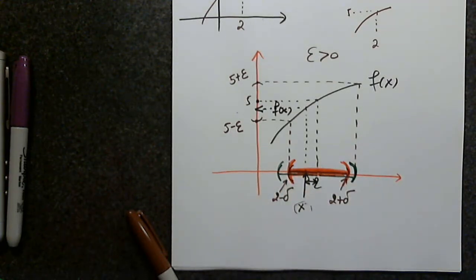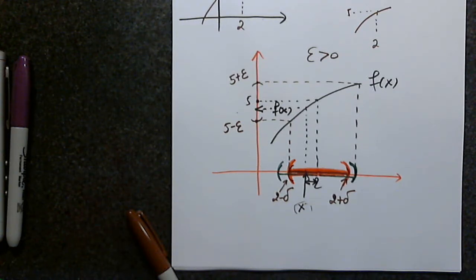Could you say that again, please? Why do I pick that one? Yeah, I'm writing it. So for every epsilon, I will find the corresponding delta. But depending on the graph, I may have this one as delta, or I may have this one as delta.